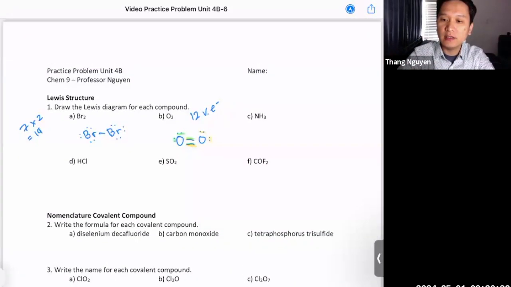So nitrogen has 5, and hydrogen has 1, but remember there's 3 hydrogens, so you have to multiply it by 3 for a total of 3 for hydrogen's sake. And together, 3 plus 5 is 8. So we have 8 valence electrons.